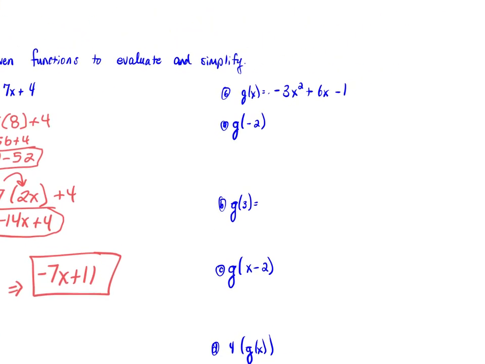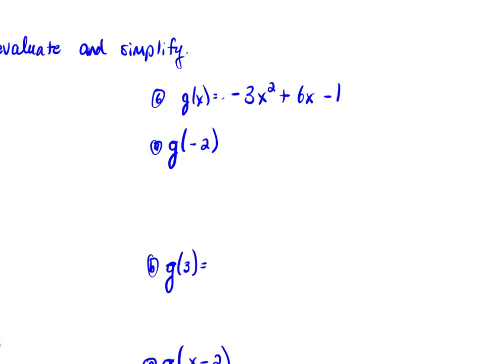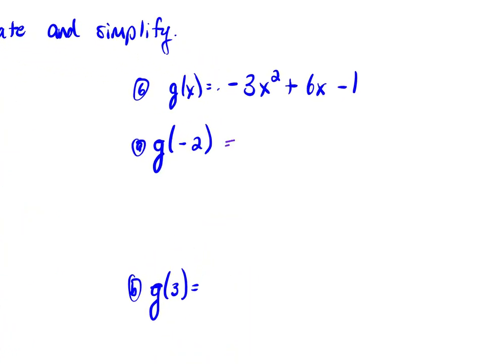All right, this one's a little more complicated. Everybody will have something like this on their test. But what are they asking me to do in A and B? Just plug in. That's it. So the first step is to say, okay, -3 times -2 squared plus 6 times -2 minus 1. Very simple process, but you guys have to be careful with your signs and all that.